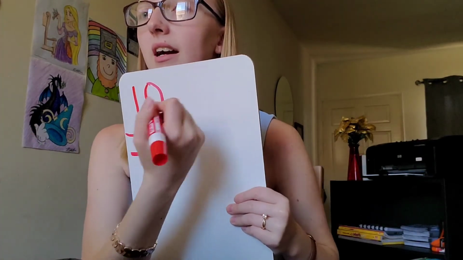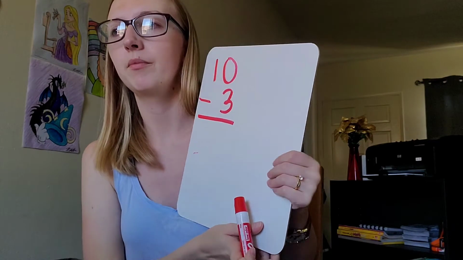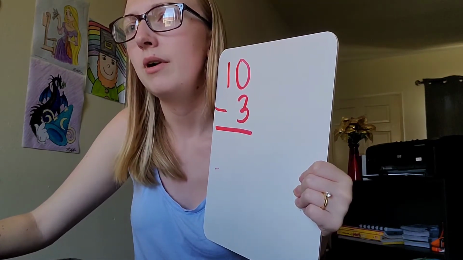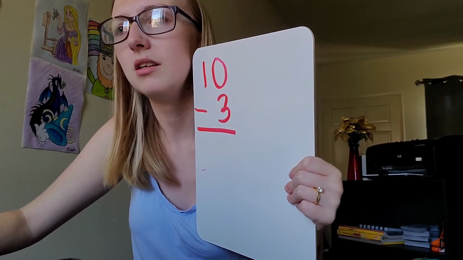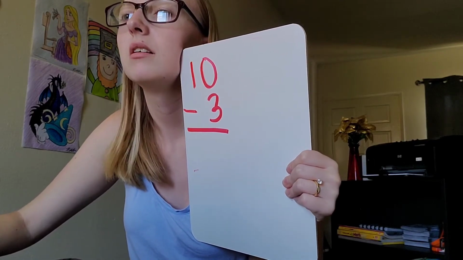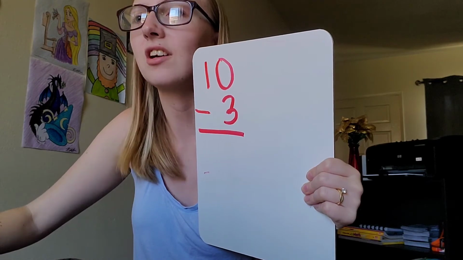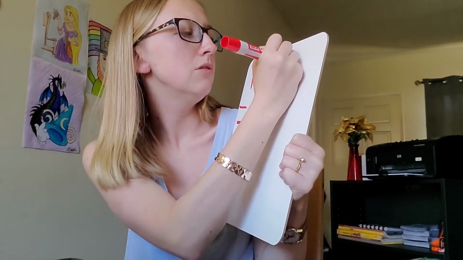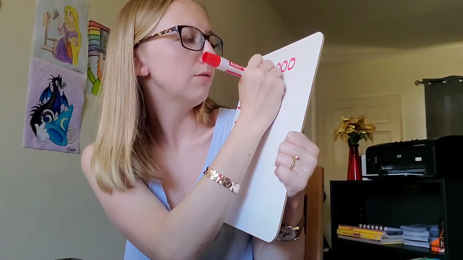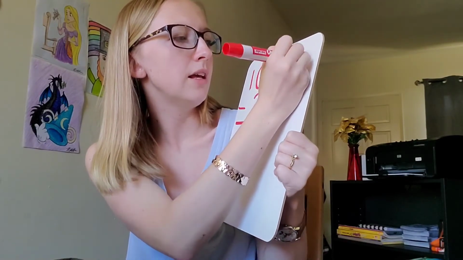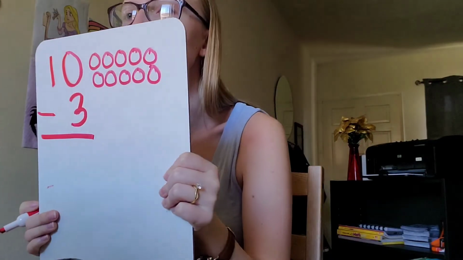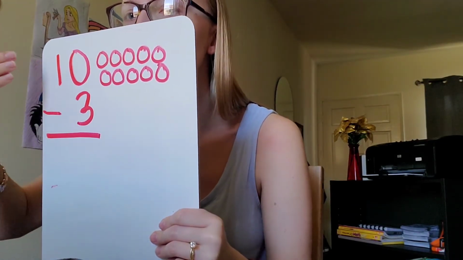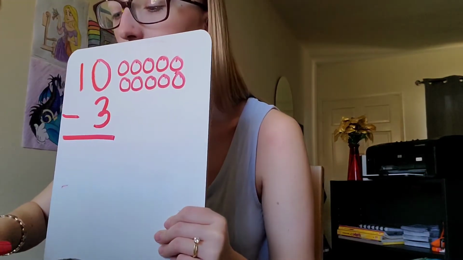So out here, I can draw my picture. How many circles should I start with? Bryce, how many circles should I start with? 10. I should start with 10. So let's draw 10 circles. 1, 2, 3, 4, 5, 6, 7, 8, 9, 10. I drew 10 circles up by the number 10, so that way I don't confuse it. I wrote 10 and I drew 10 circles.